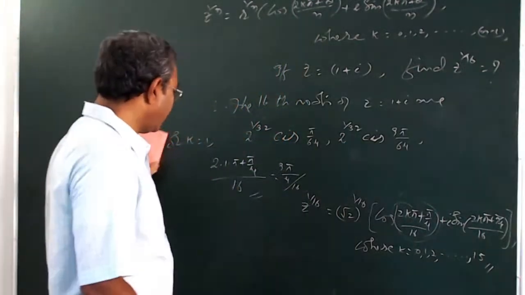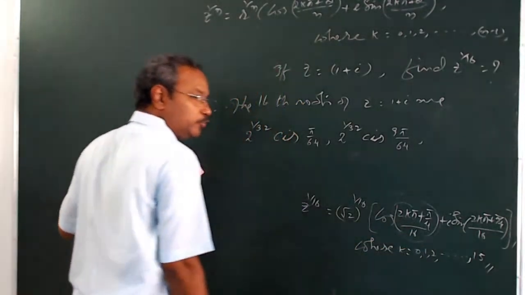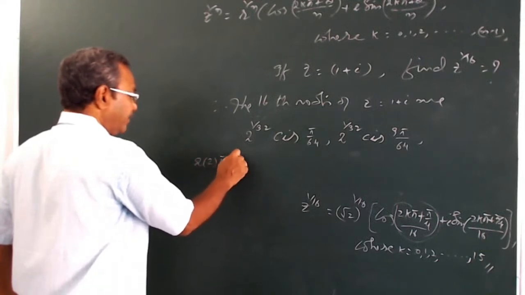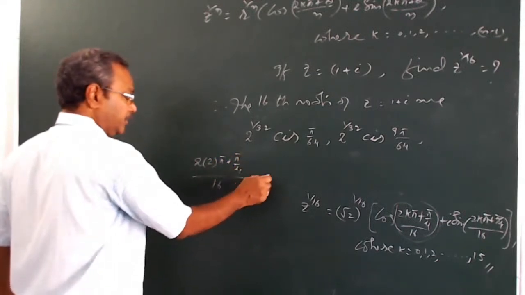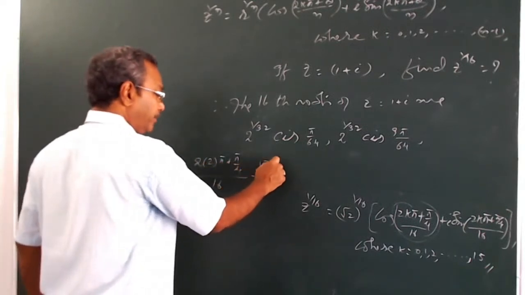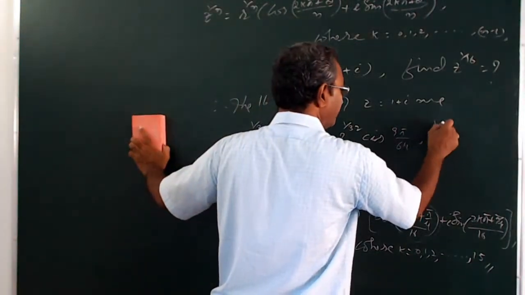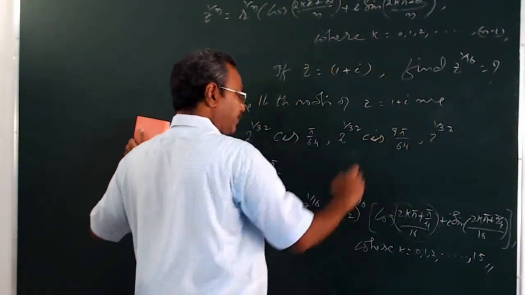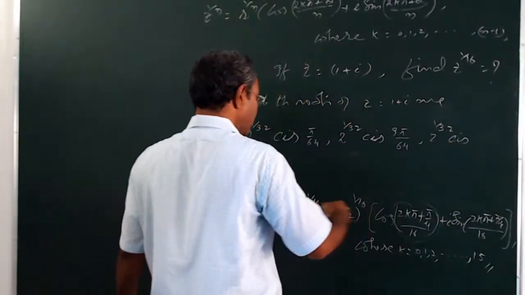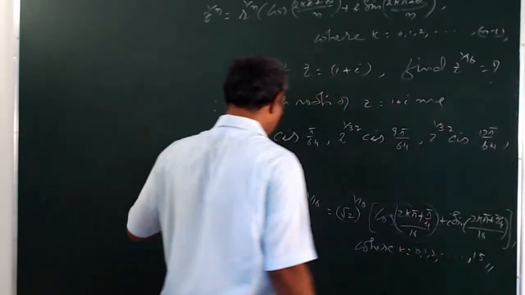Okay, what is the next root? For the next root, we have to substitute k equal to 2. So for k equal to 2, this becomes 2 times 2 into pi plus pi by 4, divided by 16. So this is 4 into 4, 16 plus 1, that is 17 pi by 4 into 16, 64. So 2 to the power of 1 by 32, the modulus remains the same. And what is the amplitude? 17 pi by 64.